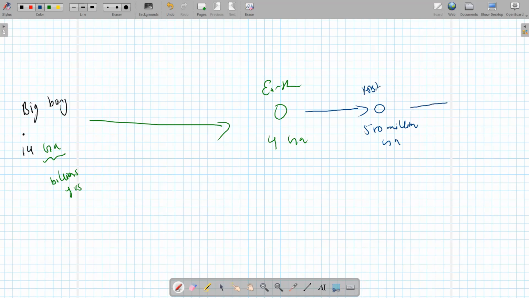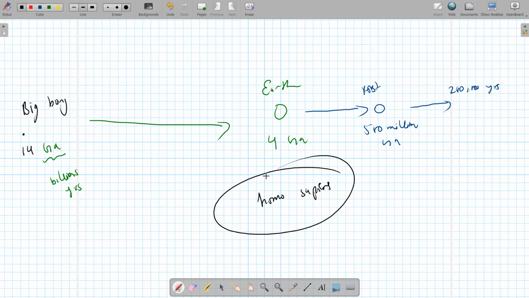And then the first humans are about 200,000 years old, I think. Right now we're something called Homo sapiens, but there were different species of people that existed before us. So that happened about 200,000 years ago.